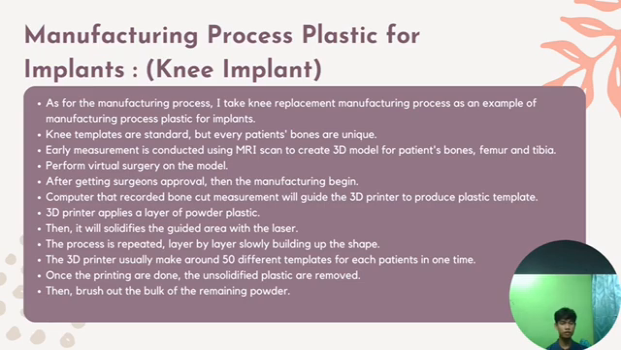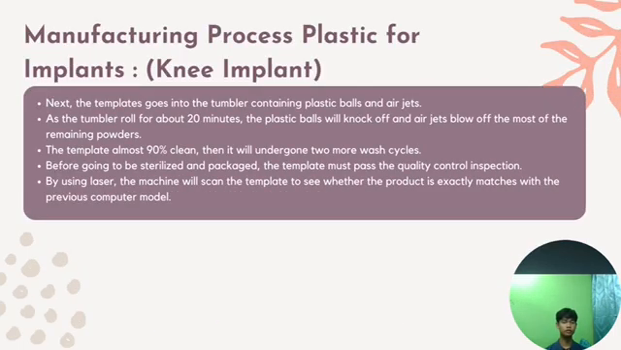Then the remaining powder is brushed off the template. Next, the templates go into a tumbler containing plastic balls and air jets. As the tumbler rolls for about 20 minutes, the plastic balls knock off and the air jets blow off most of the remaining plastic powder that is still intact on the templates. When the templates are almost 90% clean, they go through two more washing cycles to ensure that the template is perfectly clean.